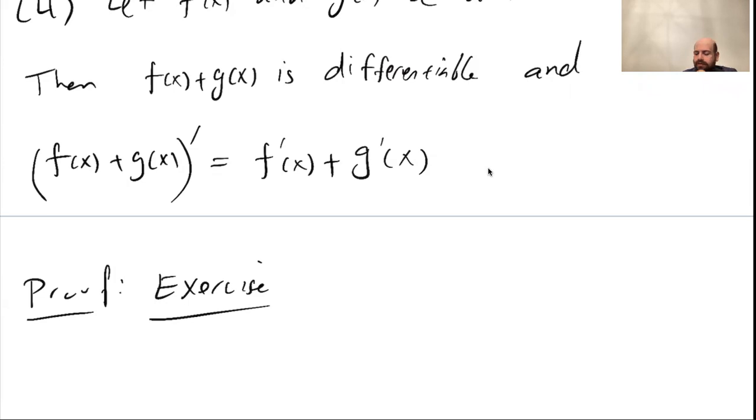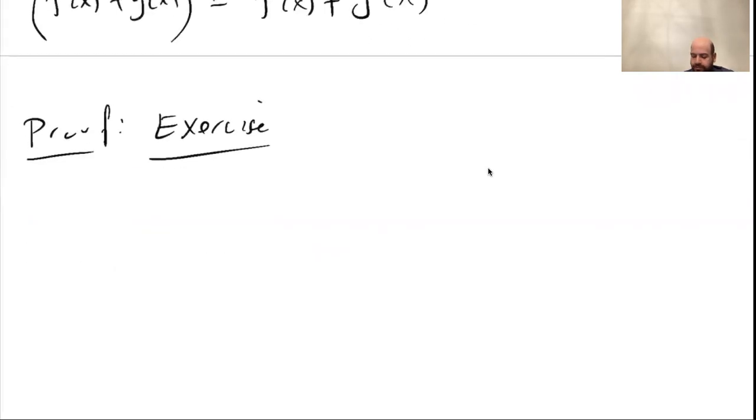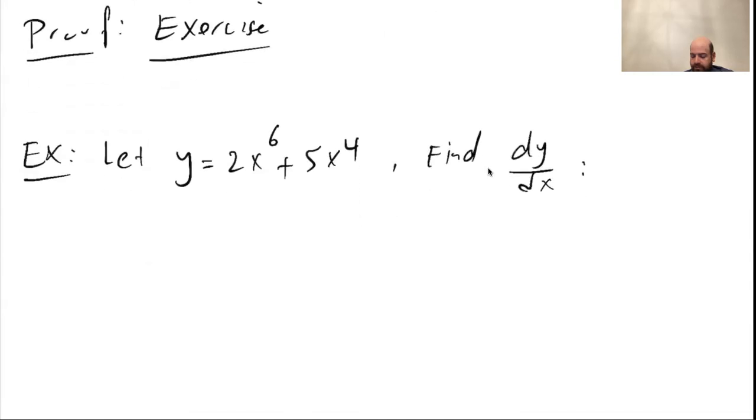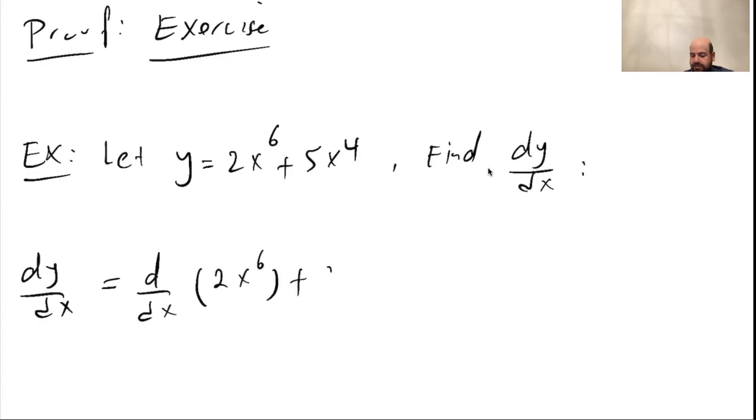Okay, so let's look at an example. Let y equal 2x to the power 6 plus 5x to the power 4. Find dy/dx. Because you see we have addition of two functions, and we know that the derivative of addition is addition of derivatives. So dy/dx is d/dx of 2x to the power 6 plus d/dx of 5x to the power 4.